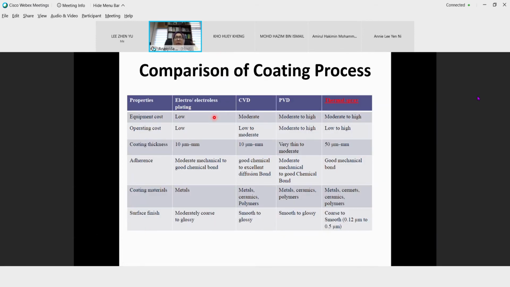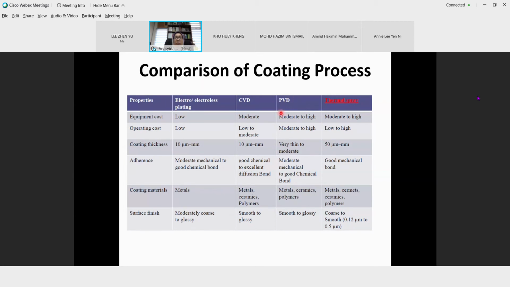Okay, this is some comparison of the coating processes. We have electroless coating or electroplating. We also have CVD, PVD, and thermal spray. So you can see here that the equipment cost, this one is quite low, this one is moderate, and this one is moderate to high. It depends on the process that you select.